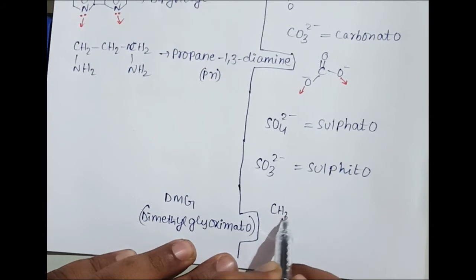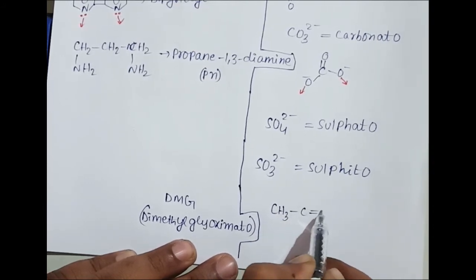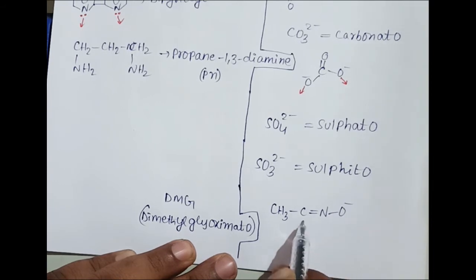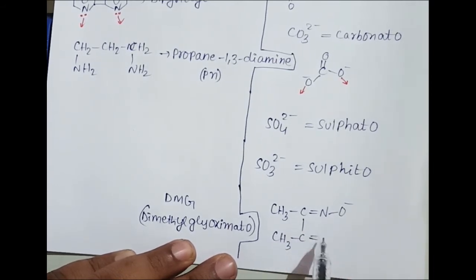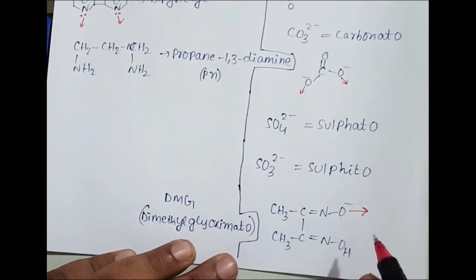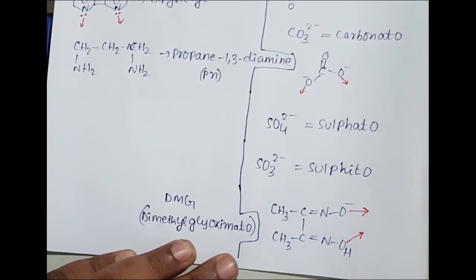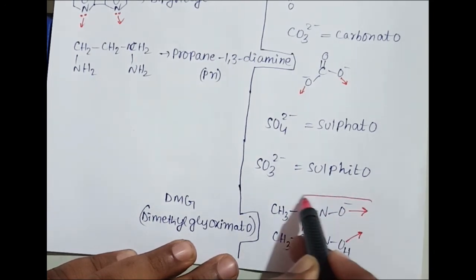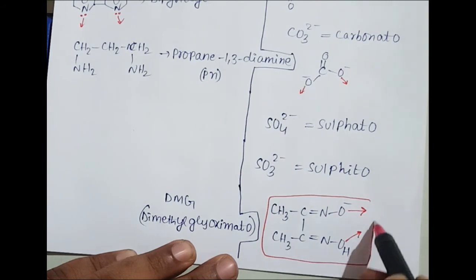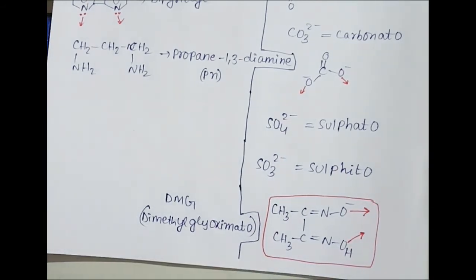The structure is dimethyl: CH3 C double bond NO-, CH3 C double bond NOH. Here this oxygen is one electron donating site and this oxygen is another electron donating site. Totally two electron donating sites are there. Therefore, it is a didentate ligand. And very important, it was asked once as an IIT question. So DMG, dimethylglyoximato.